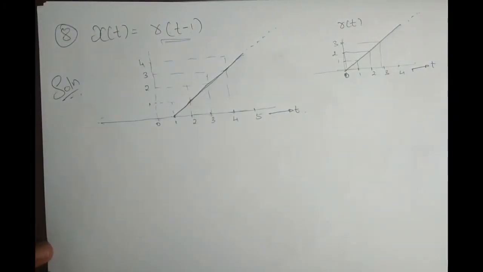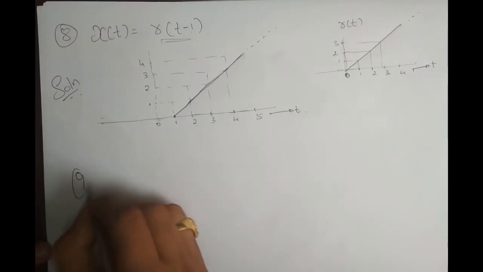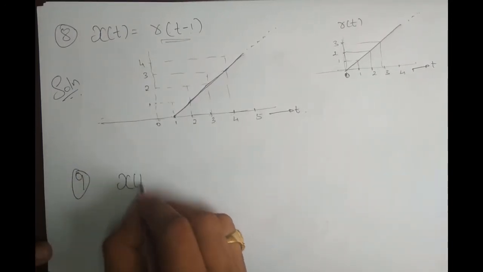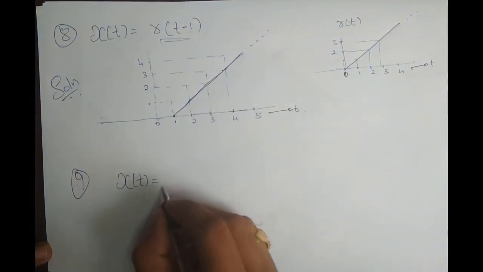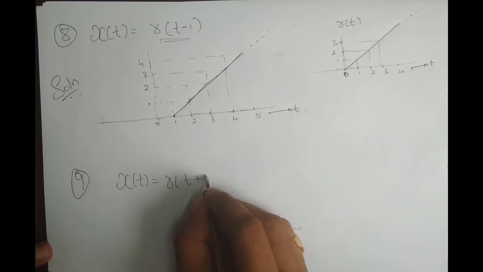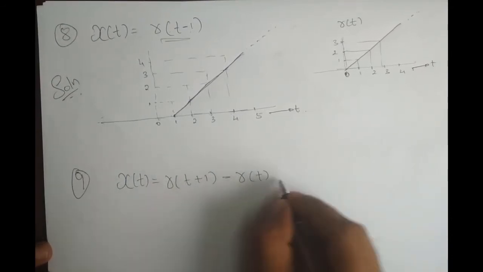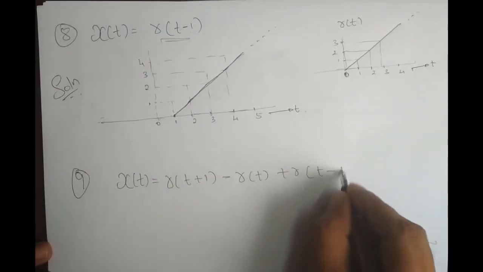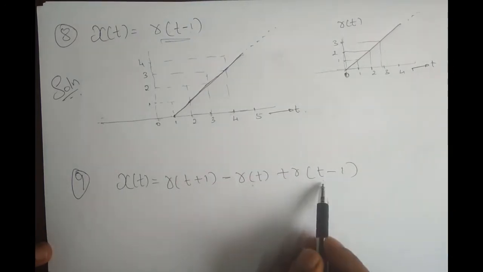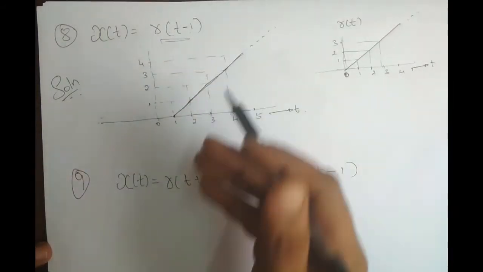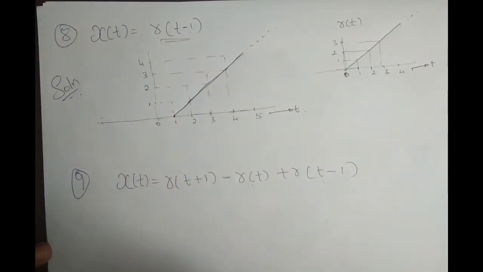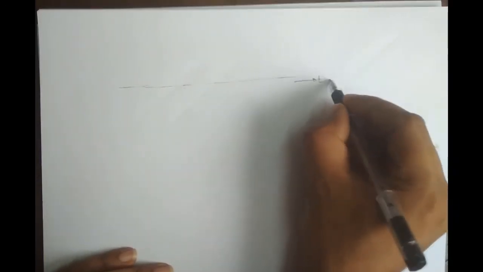Fine. So next, problem number 9, to sketch x of t is equal to r of t plus 1 minus r of t plus r of t minus 1. All the three signals we already have. What we shall do is keep these three signals one below the other and align the axis, and we shall try to sketch the signal. First we shall sketch, this is t.